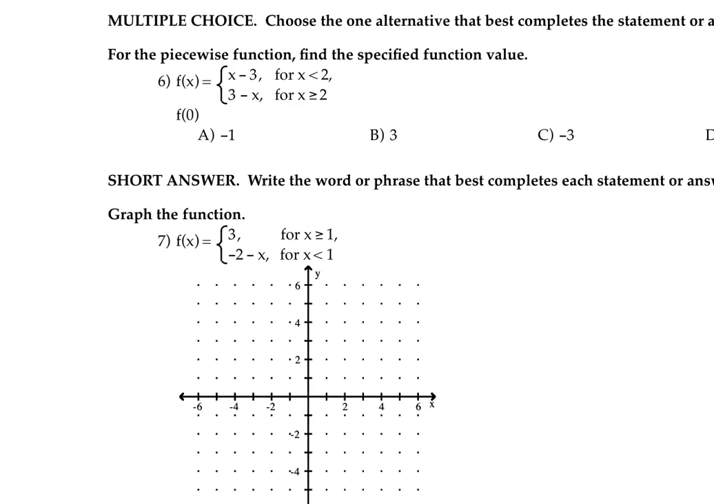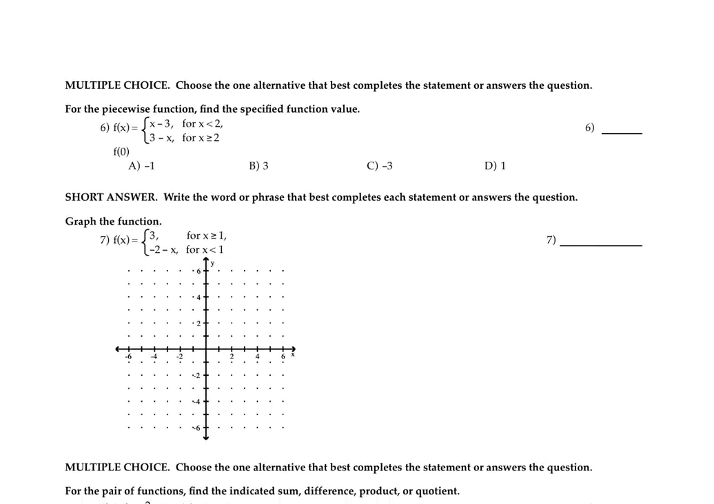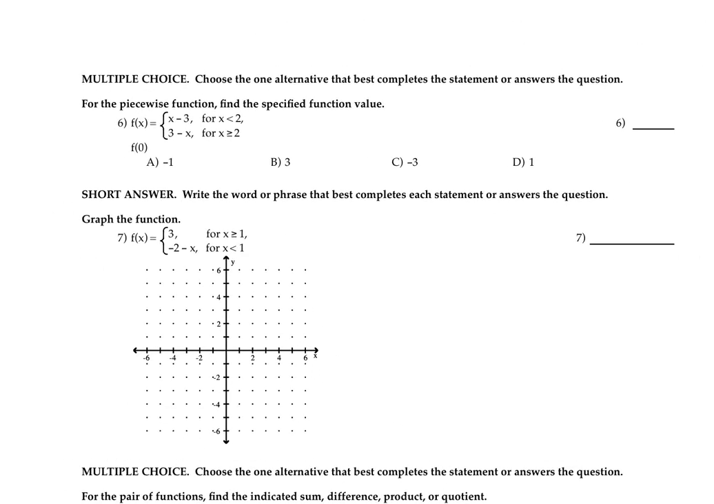Number 6, I don't like the way they write this one out. It's kind of hidden in here. F of 0 is what we're finding. Okay, it's kind of hidden down there in the problem.